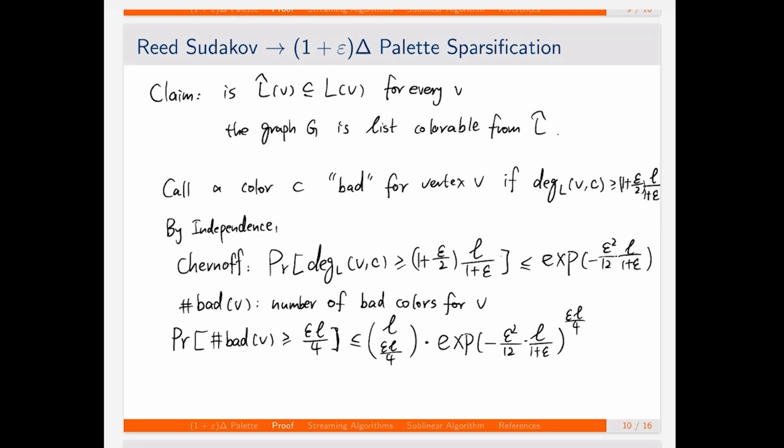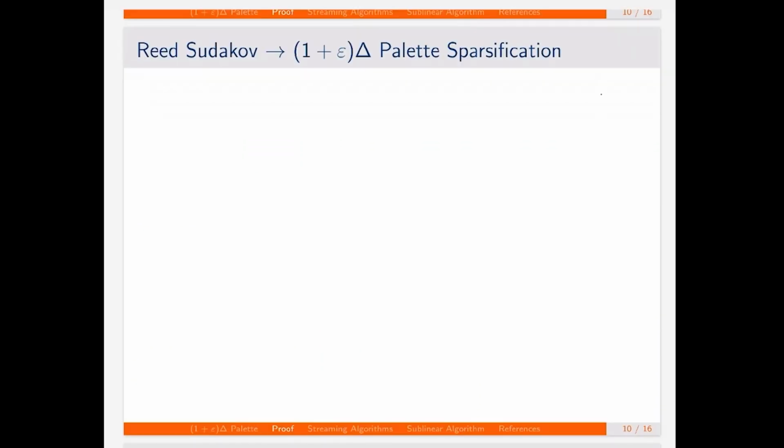And through some algebraic manipulations, we can show this is less or equal to exp minus 5 log n. And by union bound, with high probability, for every V, the number of bad colors for V is less or equal to epsilon L over 4. This is a standard union bound. Now we can finally remove the bad colors from the list LV and obtain a good list where there is a concentration and with which we can apply Reed-Sudakov's lemma.